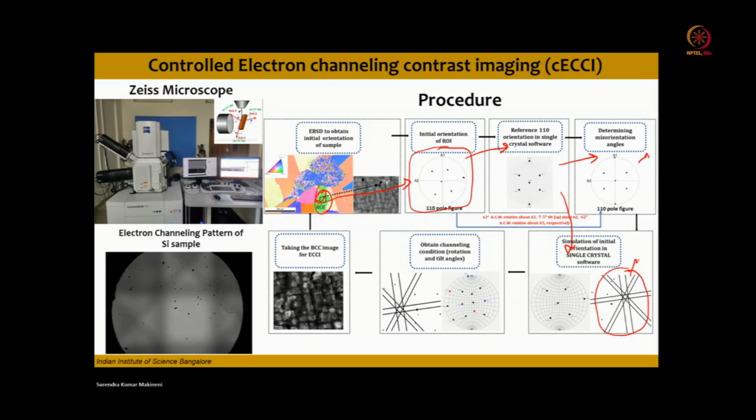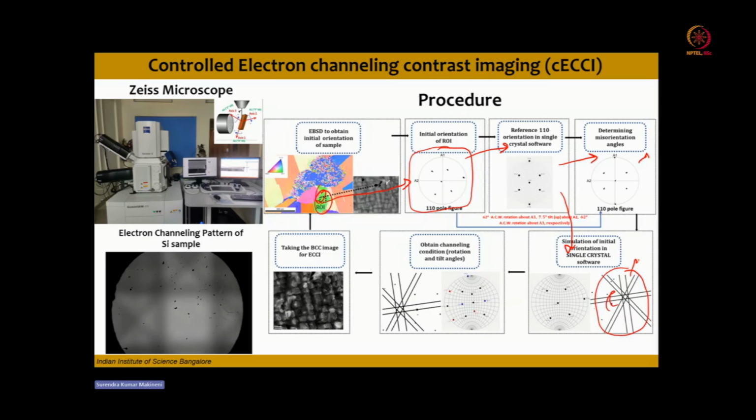Now, based on the tilting of x or y and the z, correct? Z is the rotation, and in SEMs mostly the tilt is either x or y, so usually it is x. So based on the x and z, you can reorient your Kikuchi pattern such that it is in the channeling condition or the Bragg's condition.